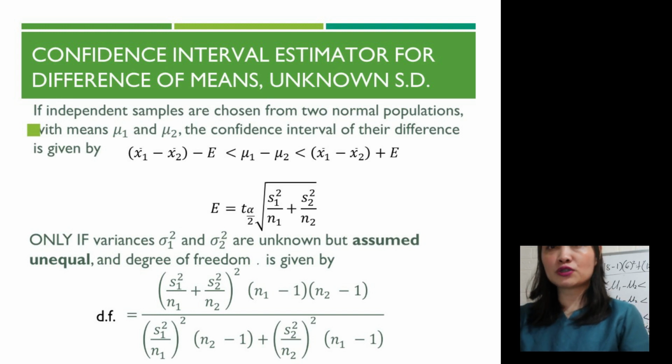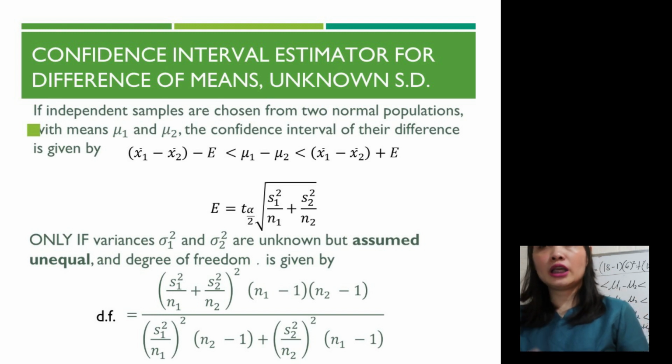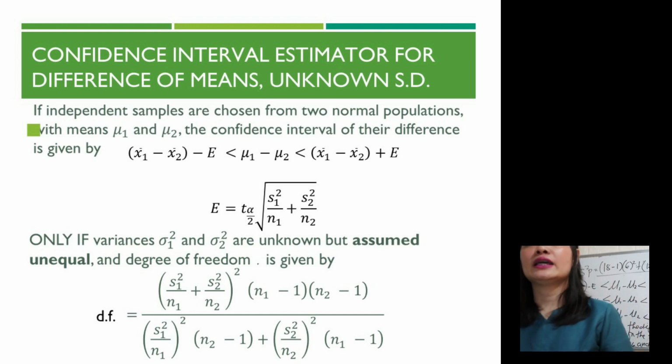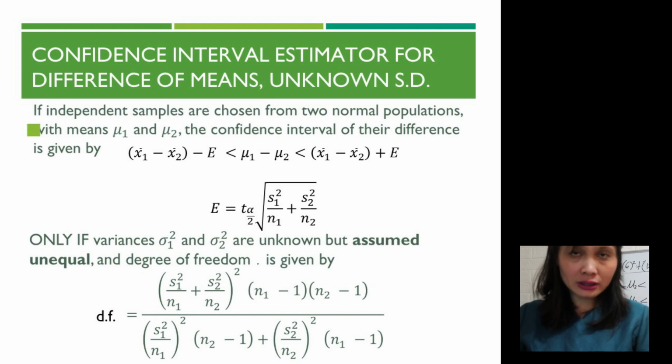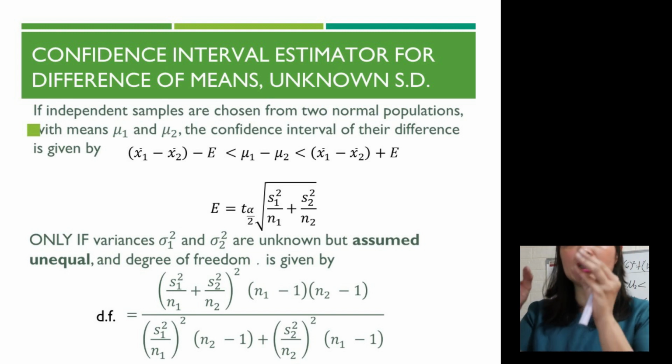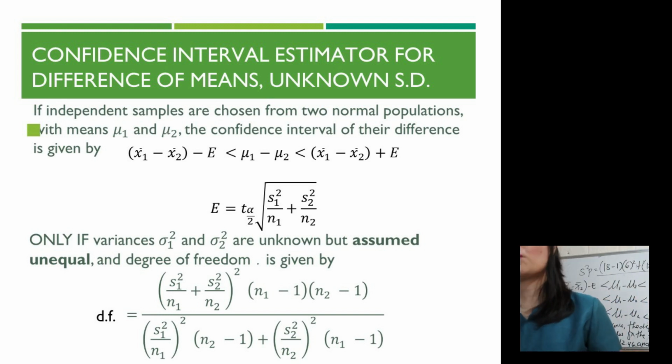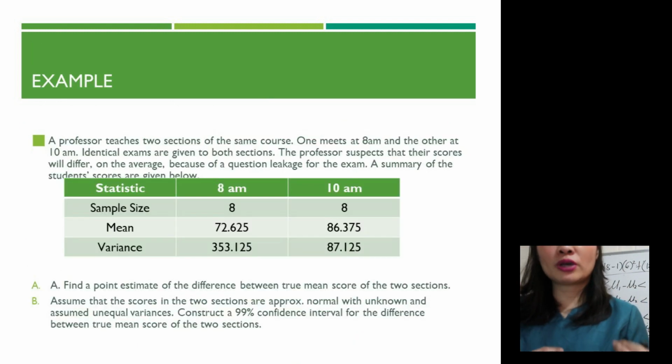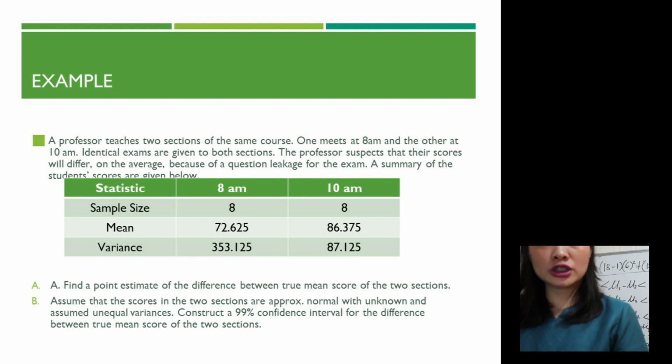We will be using these formulas if the sample size is less than 30 and if and only if the variances are unknown but assumed unequal. If the variances are unknown and assumed to be not equal, then we will be using this kind of formula.